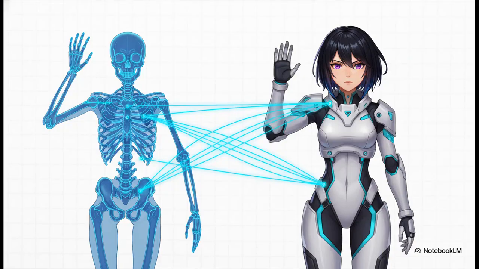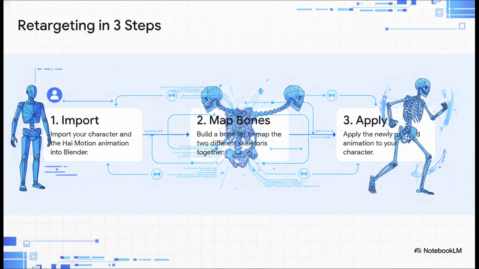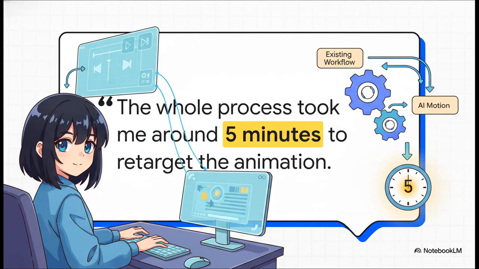Okay, but how do you apply this to your character? That's where retargeting comes in. In Blender, it's pretty simple. You basically just map the animation skeleton to your characters. And it's not a long process either. We're talking about 5 minutes, start to finish.